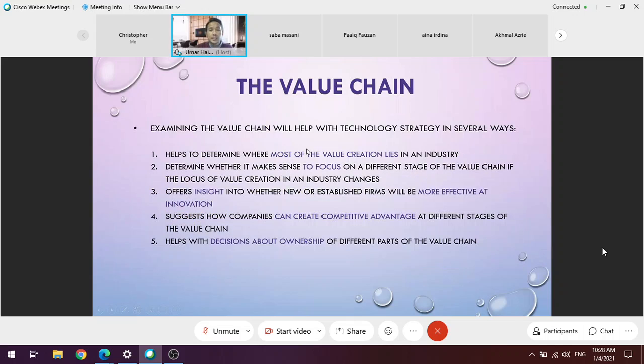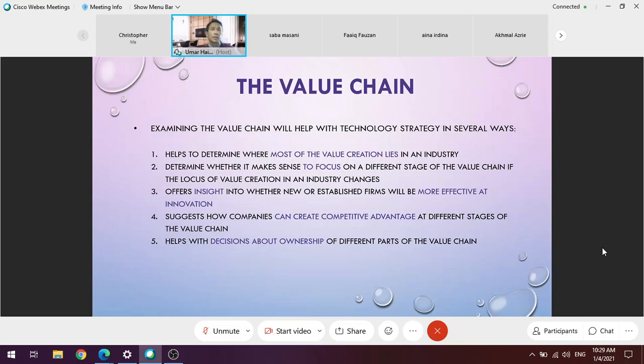So this is the value chain, and why is it very important? It is very important for managers to examine the value chain because definitely it is going to help them formulate the technology strategy. For example, it helps them determine where most of the value creation lies in an industry. Like I said just now, if you operate, for example, in the manufacturing industry, which might require you to develop some kind of technology, having said that, you need to put more focus on R&D technologies.